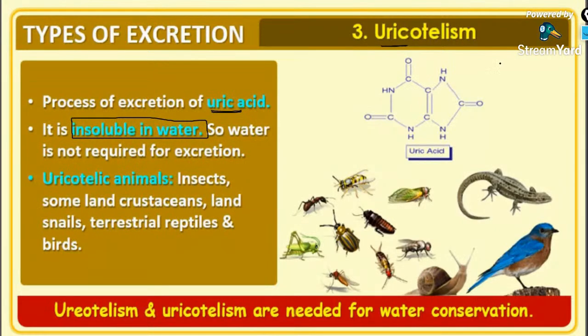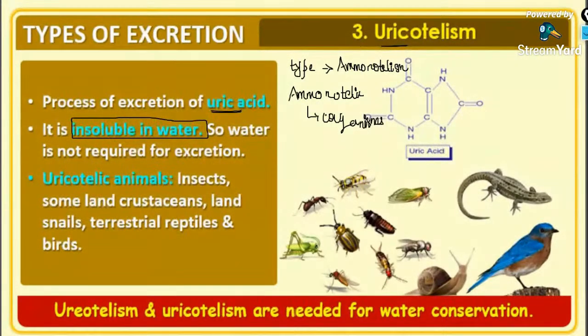And guys, one important thing that I have to tell you: if a question comes, which type of excretion is found in bony fishes, the answer should be ammonotelism. And if the question asks to name the type of organisms that excrete, the answer should be ammonotelic organisms. Just remember like this: ammonotelic organisms, and the types are ammonotelism, ureotelism, uricotelism.